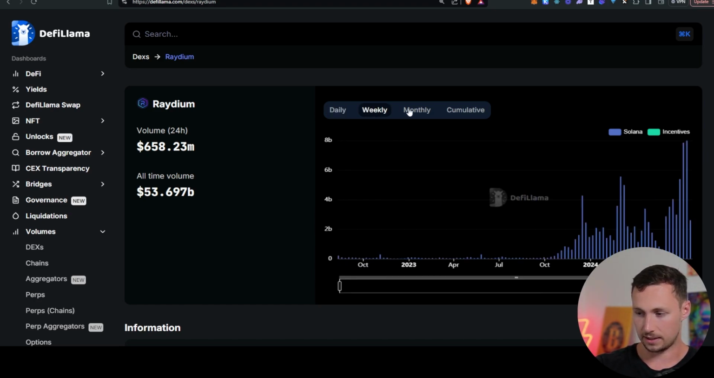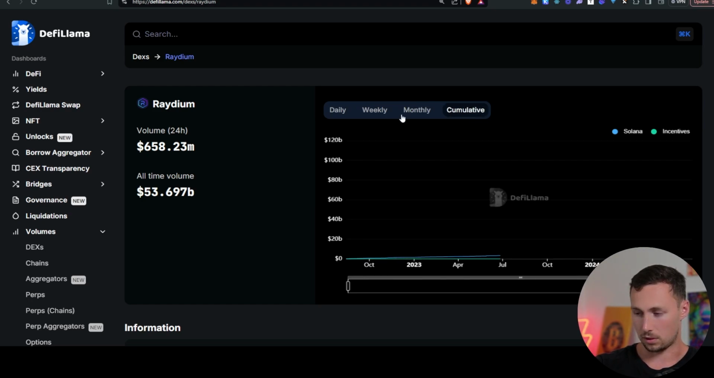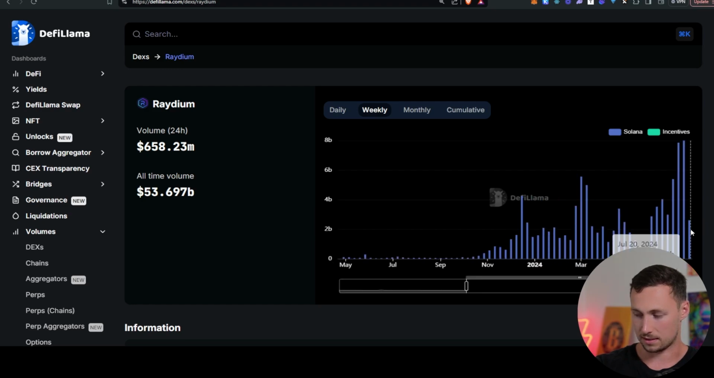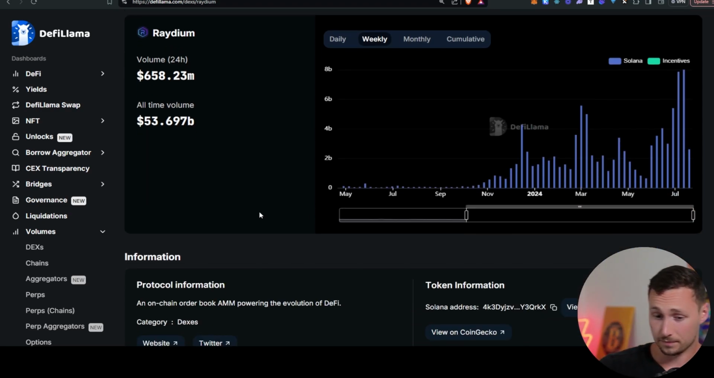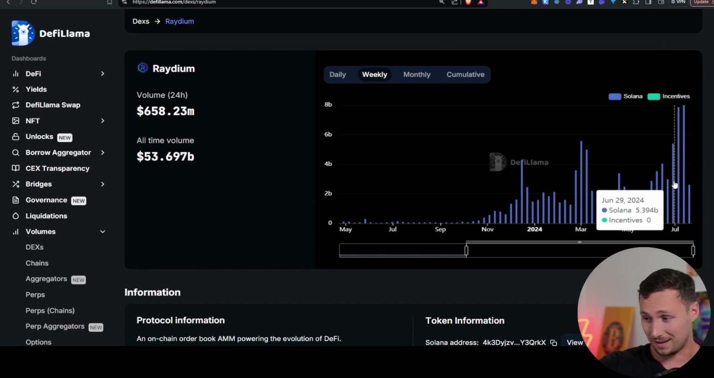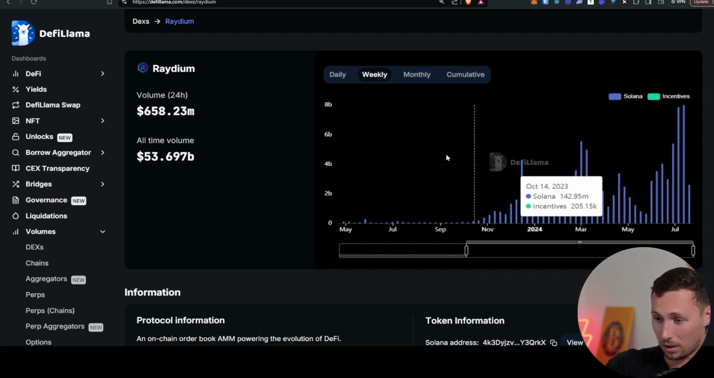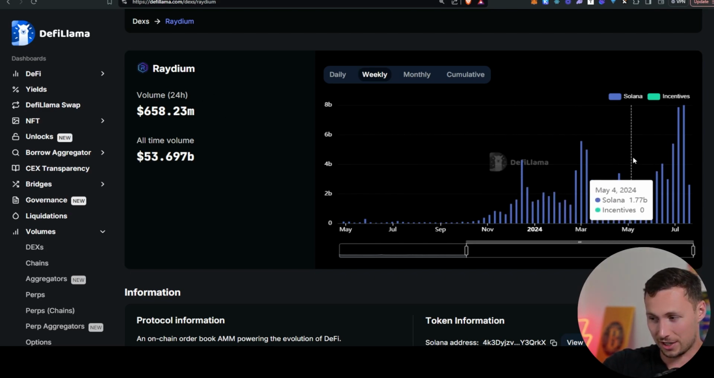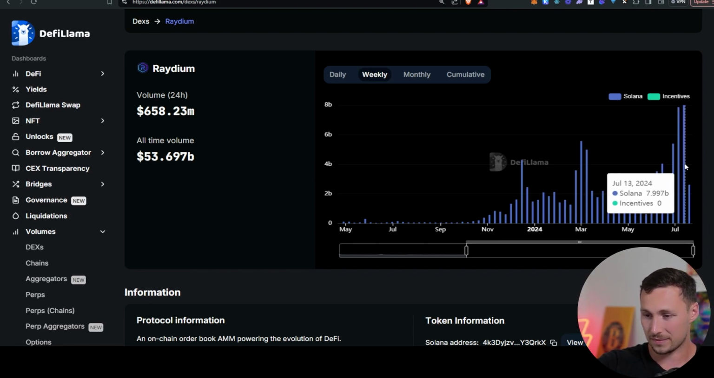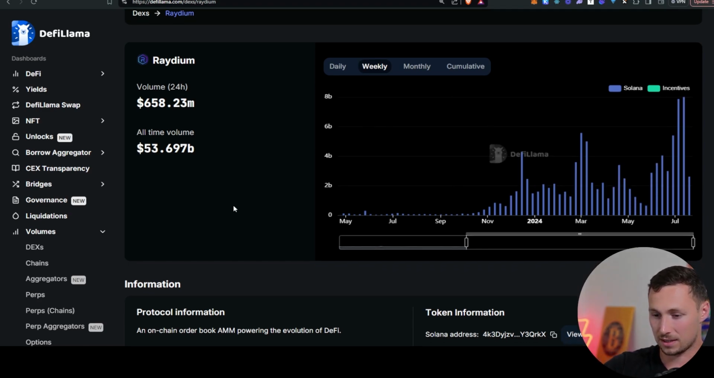You can aggregate it by daily, weekly, monthly, or cumulative. I'm going to do weekly. This current week is, of course, going to be less because we're not all the way done with it yet. But we can see that this thing has been growing a lot, and it's got a lot of volume. This one decentralized exchange is processing around $658 million of volume over the past 24 hours. Weekly, over the week of July 13th, it processed nearly $8 billion of volume. So that is a ton.